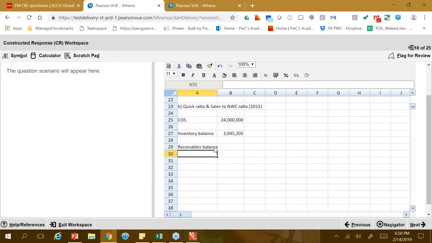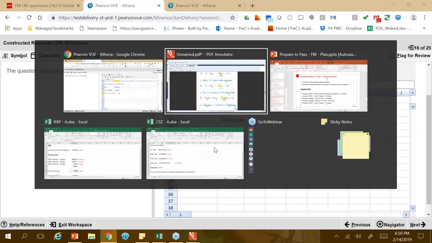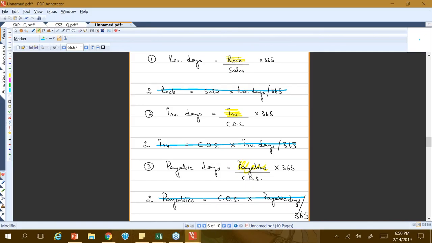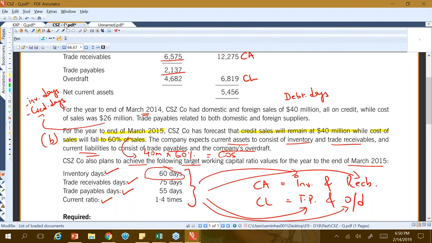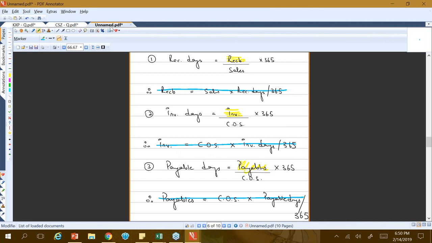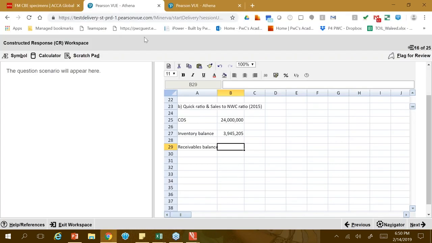In the same way, can I ask you, with this information, to find the receivables balance? I want you to find the receivables balance for me, thinking of the rearrangement in the same way. Receivables balance, remember, is sales into receivable days over 365. And remember, we have the receivable days for 2015 given as 75 days. So can you find the receivables balance here?